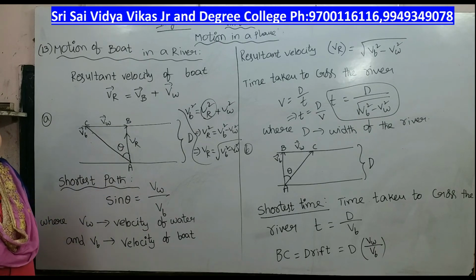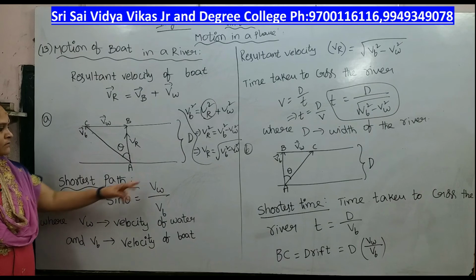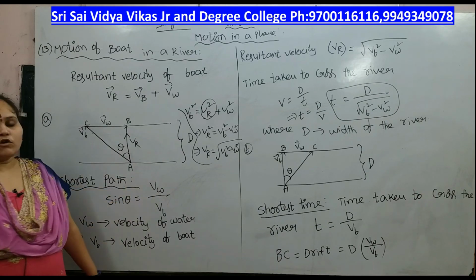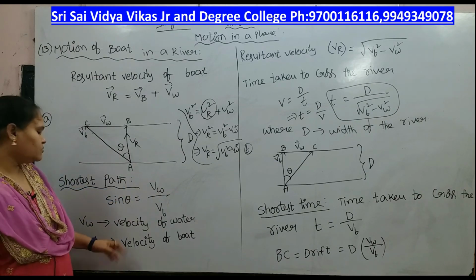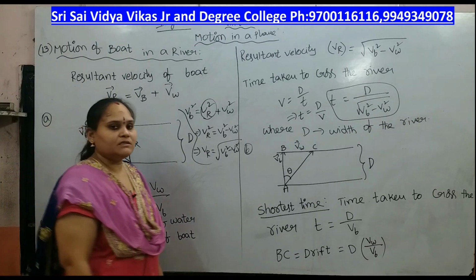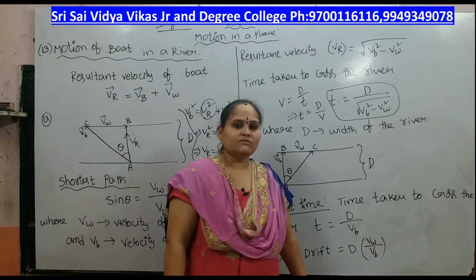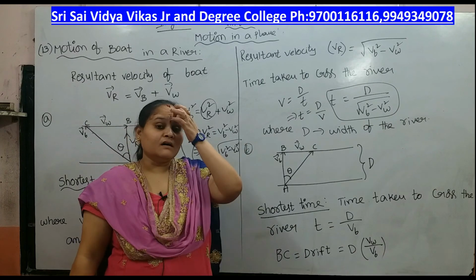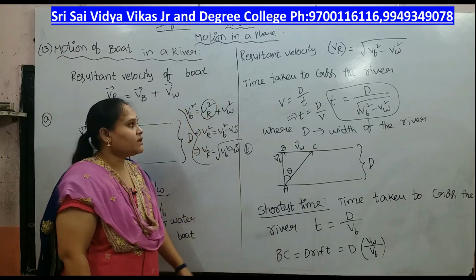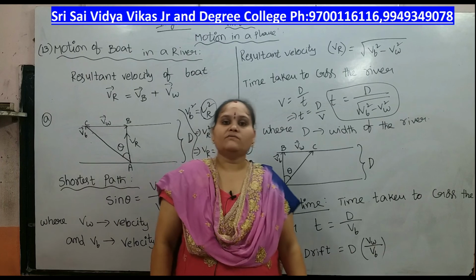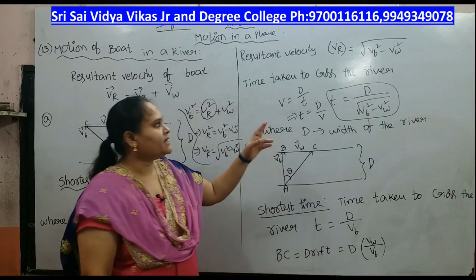So for the shortest path we take sin theta. Sin theta is V_W by V_B, water velocity by boat velocity. V_W is the velocity of the water and V_B is the velocity of the boat. From the diagram we calculate the resultant velocity. Resultant velocity V_R will be equal to the square root of V_B square minus V_W square.